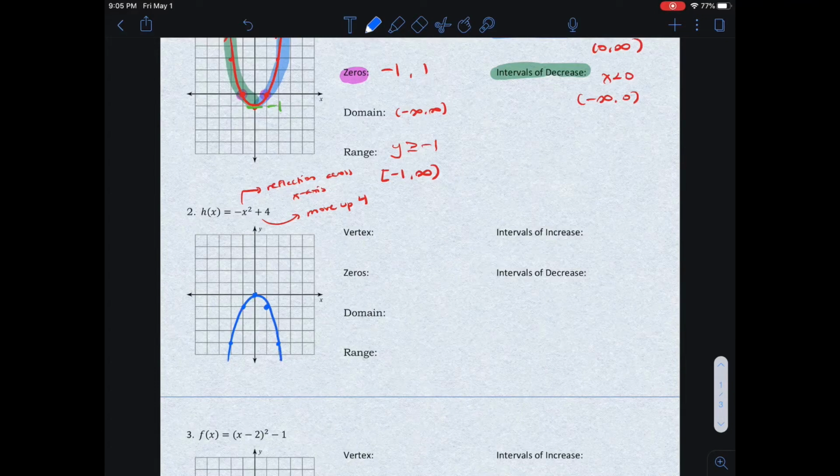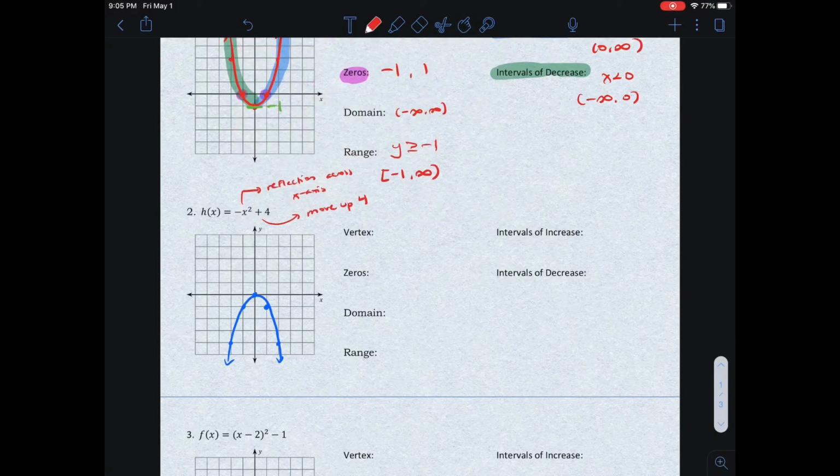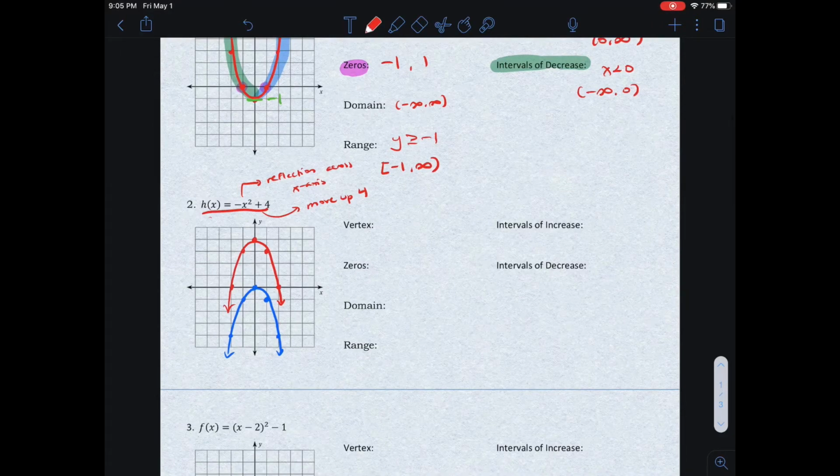Should look something like this. And then from there, I'm going to move everything up 4 units. So take every single point and just move it up 4 units. And you should end up with something like this. And that's our final answer. That is this graph right here.